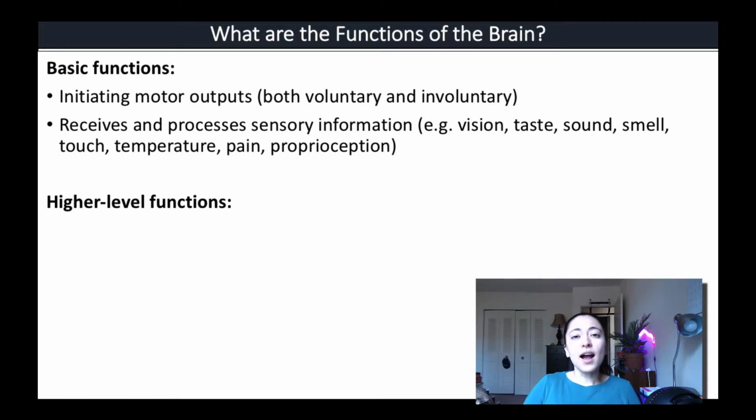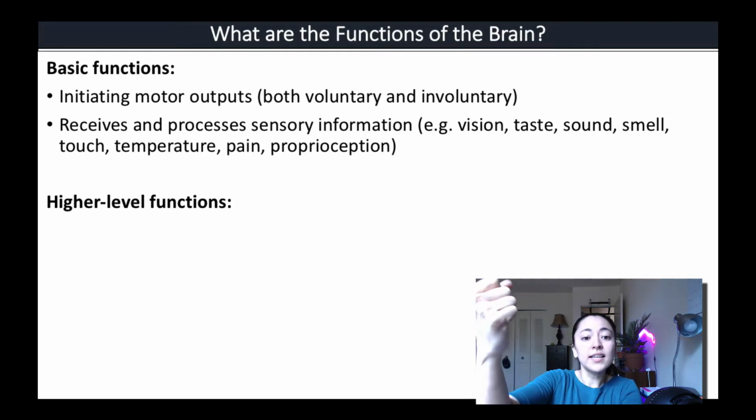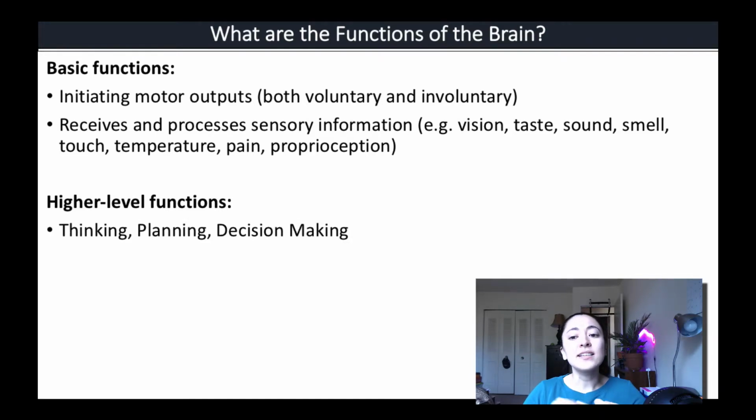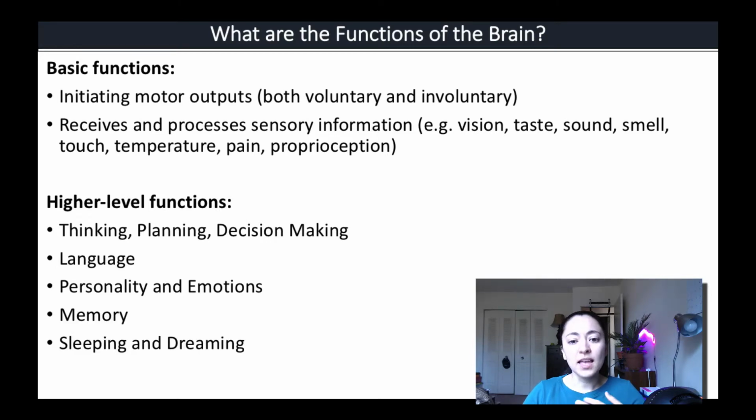For example, I can close my eyes and touch my nose because of receptors in my elbow joint telling my brain where my hand is located relative to the rest of my body. Your brain is also responsible for higher level functions such as thinking, planning, decision-making, language, personality, emotions, memory, sleeping, and dreaming. We will discuss how your brain accomplishes all of these functions later on in this chapter.